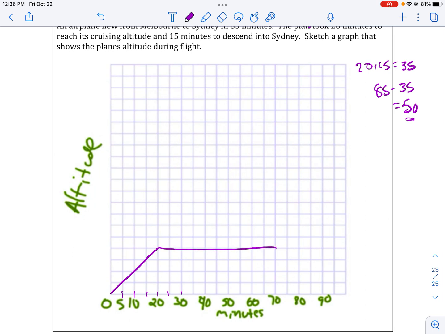So I'm going to stop at the 70 because from 20 to 70 is 50 minutes. And then it takes 15 minutes to land or descend down like that. Now, on other flights, maybe a plane could get higher in the air. So it still is in the air for 50 minutes at its cruising altitude, and then it lands, which takes 15 minutes. So the graph should have this basic shape right here.